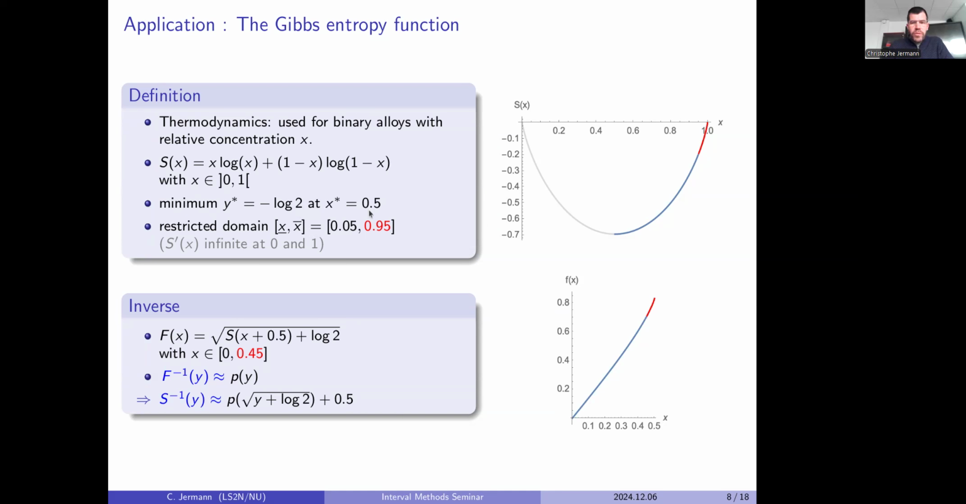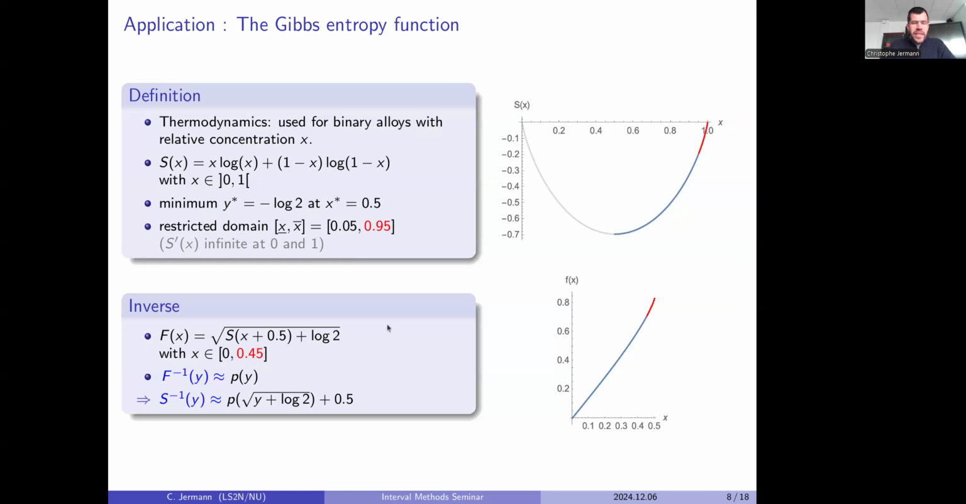The first thing we'll do, because this function not only has a minimum, whose inverse we would like to compute and which is complicated around the minimum, but also has an infinite slope in the function itself around 0 and 1, is remove a small slice, the portion in red here. So we'll try to address the approximation of this function just between 0.05 and 0.95. So we exclude 0 and 1.